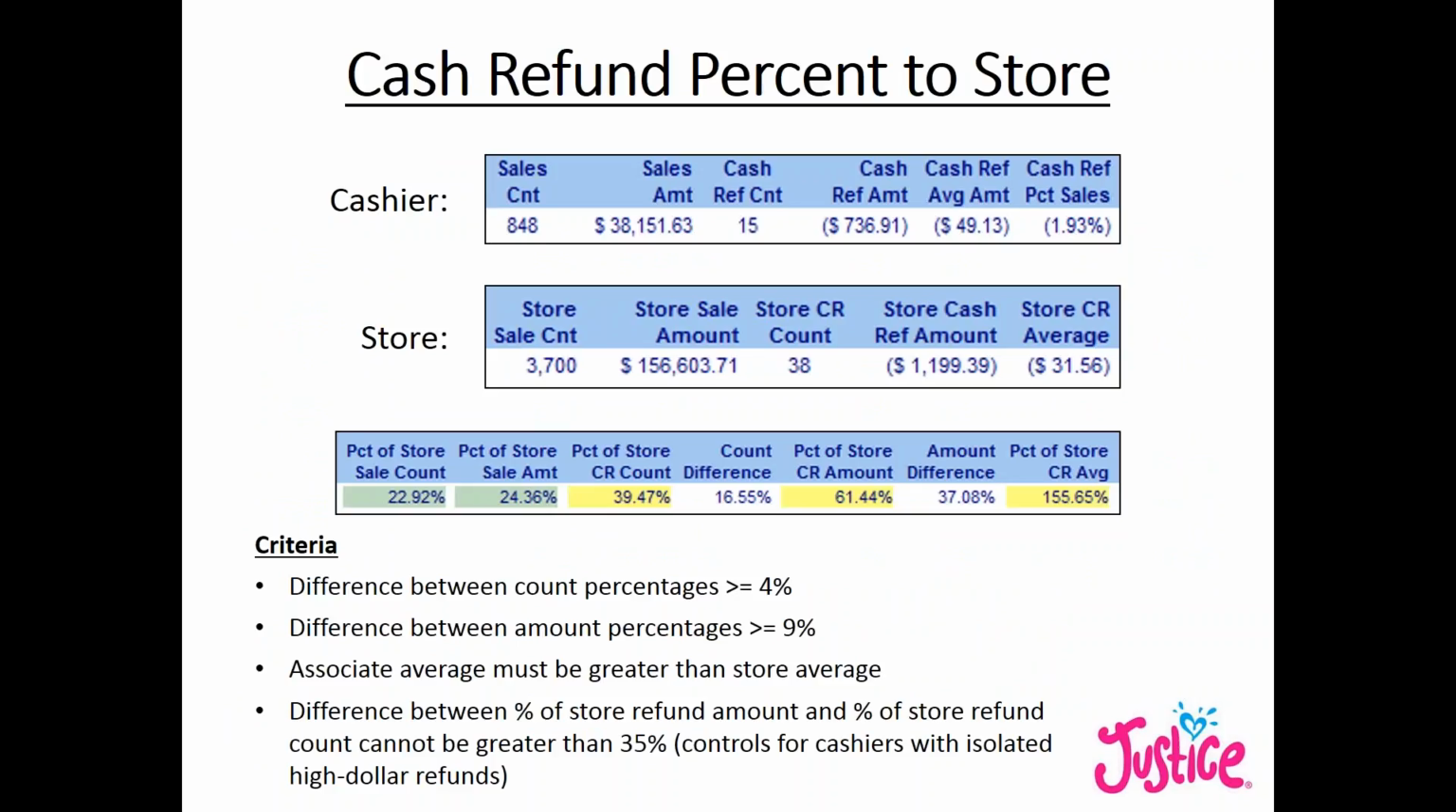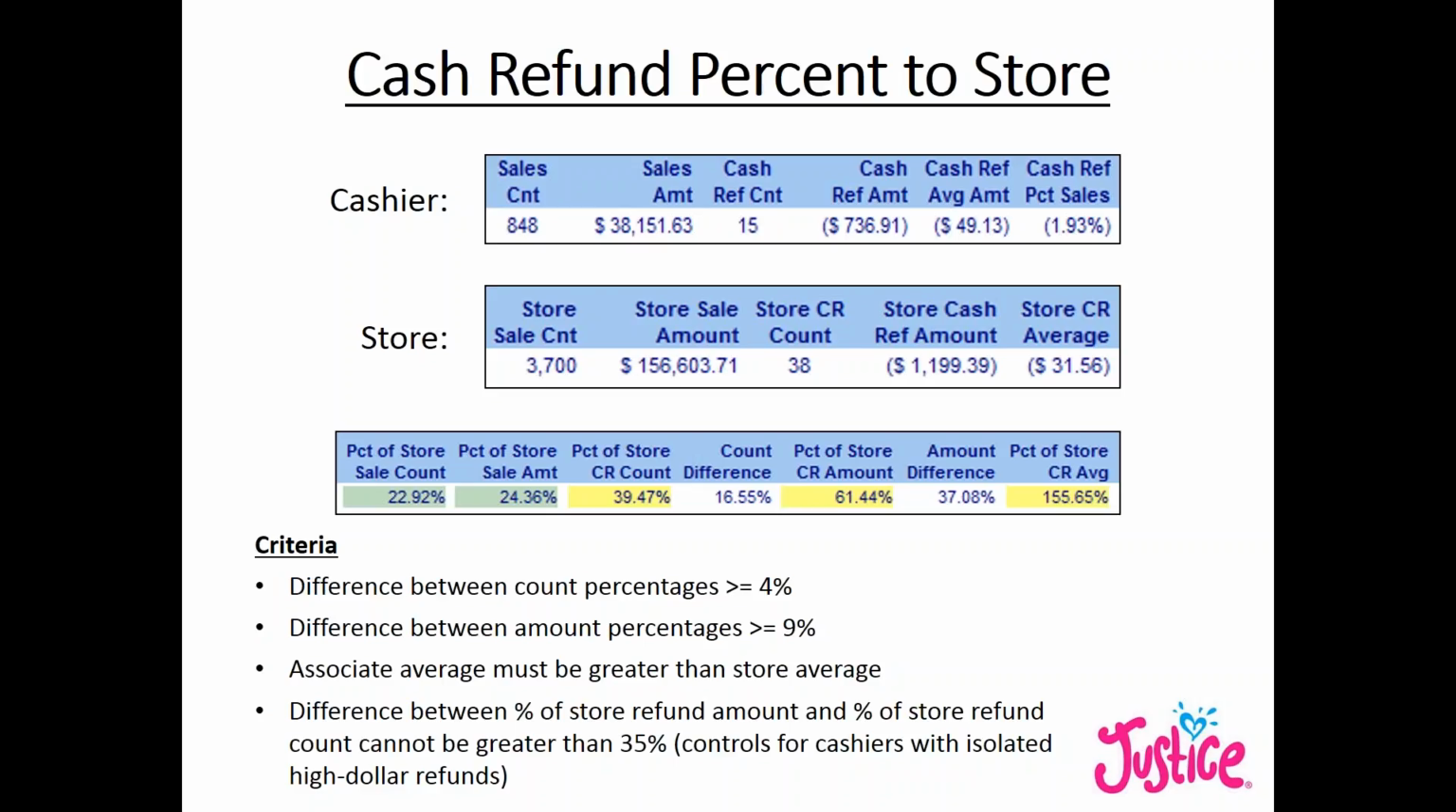It's pretty basic. So if I've rung 22.9% of the store's sales transactions, but 39% of the store's refund transactions, that's interesting. From the amount perspective, if I've rung 24% of the store's sales dollars, but 61% of the store's cash refund dollars, that's even more interesting. So you can kind of see how this report bubbles someone out of their store, but allows me to look at the entire company at one time on one report.